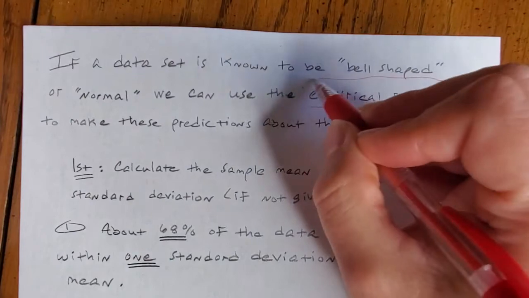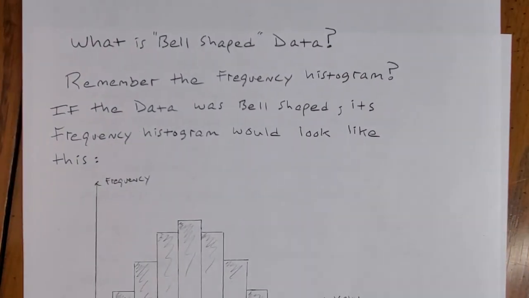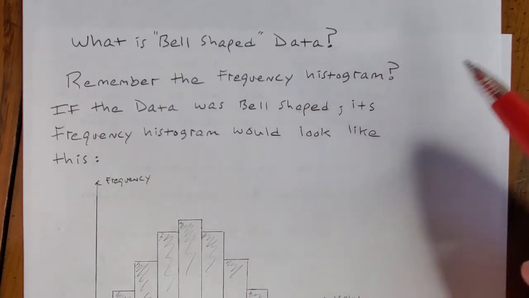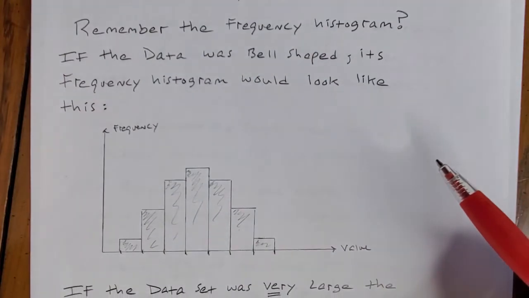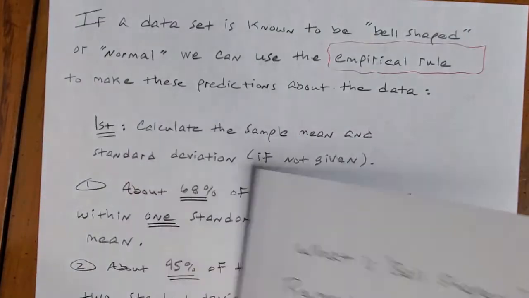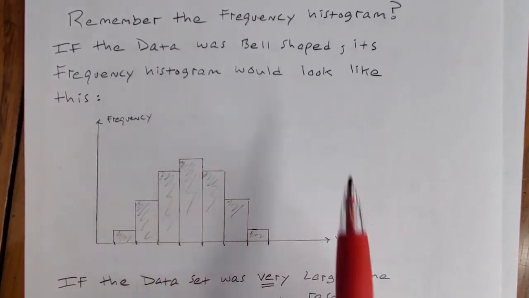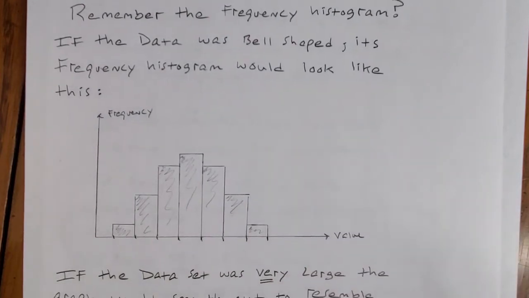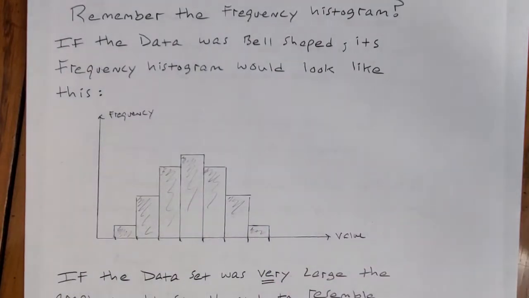Before I tell you what the empirical rule is and what it tells us, let me tell you what I mean by bell-shaped. Do you remember the frequency histogram? That's something we learned about at one point, okay? You could take a data set and present it graphically in a frequency histogram. If the data was bell-shaped, then the frequency histogram would look like this. It would be symmetric: here's the middle, and the right side and the left side look about the same. It kind of resembles a bell if you could trace over it, see? So that's what we mean by bell-shaped data.